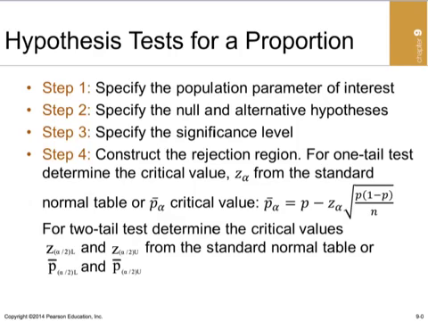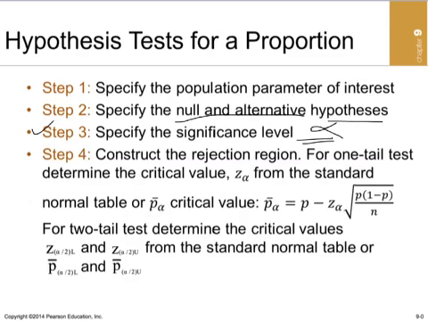So the procedure is: 1, specify the population parameter of interest. That is what we do when we're testing for the mean as well. Specify the null and alternative hypothesis. Then specify the significance level, alpha. And remember, significance level is the maximum risk of committing type 1 error. It is also the size of the rejection region.